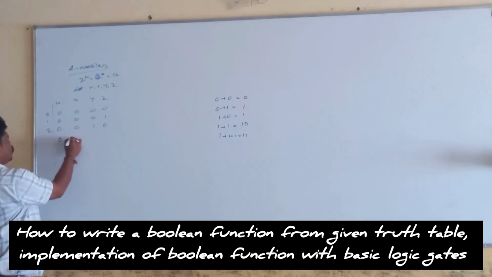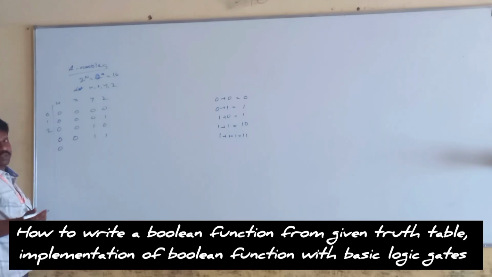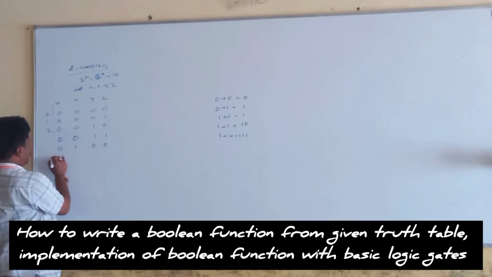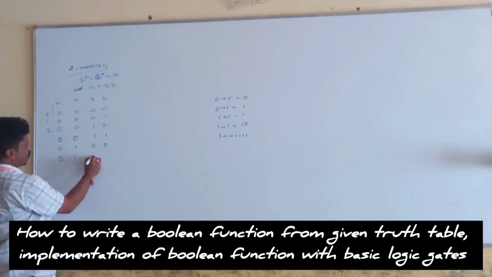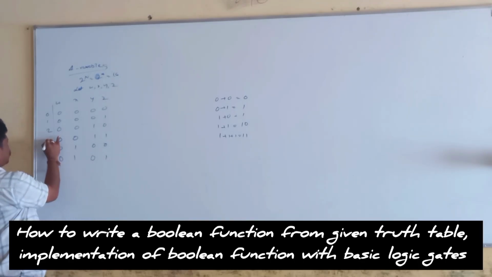Similarly, 0 0 1 1. If I add 1 to this one, that will become 4. That is 1 0 0. Next is 0 1. If I add 1 to this one, this will become 5. Okay, this is 5, this is 4, this is 3.